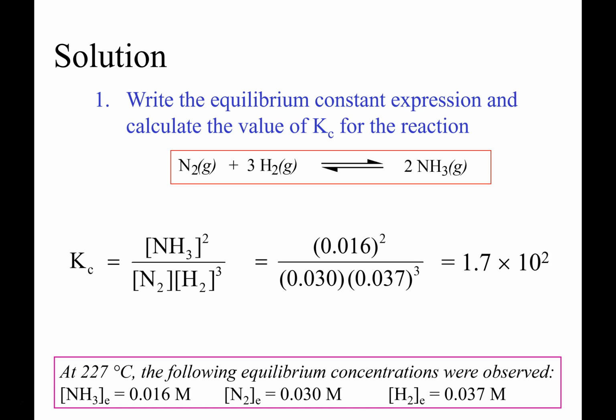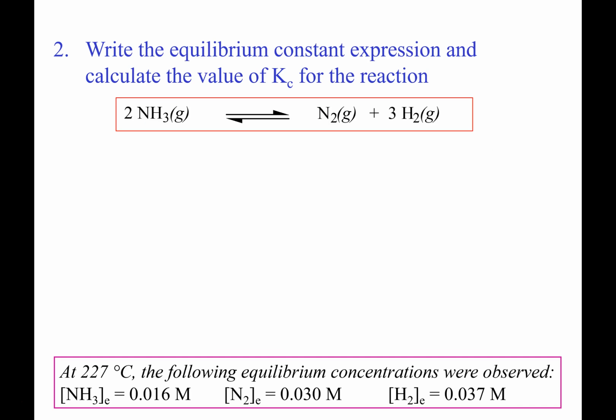The second one, we're going to reverse it. And one of the things we said before, if you reverse it, then the new Kc is going to be the inverse of the old Kc, right? So we're going to check that. If we reverse it, we come up with a new equilibrium constant expression. So now Kc2 is equal to the molar concentration of N2 raised to the first power, the molar concentration of H2 raised to the third power, divided by the molar concentration of NH3 raised to the second power. So I'll put a little 2 there.